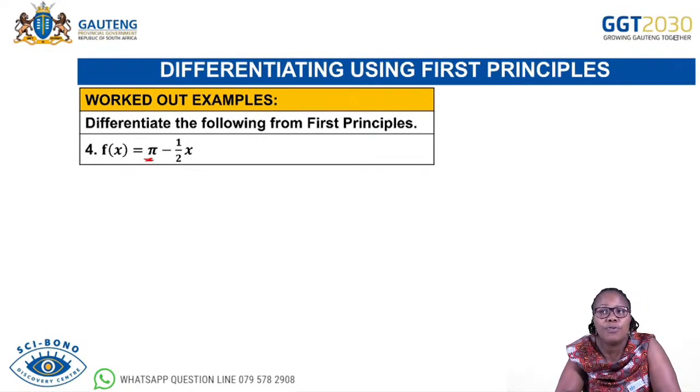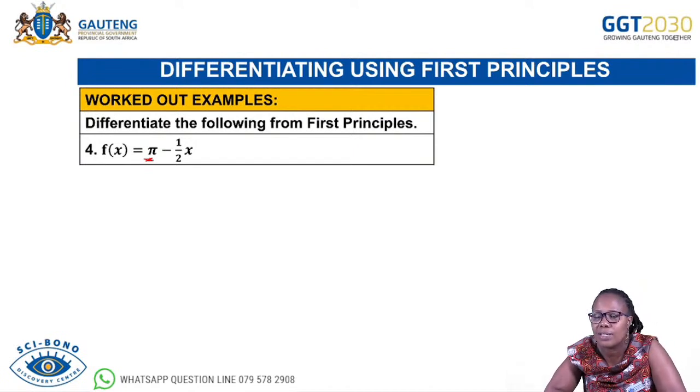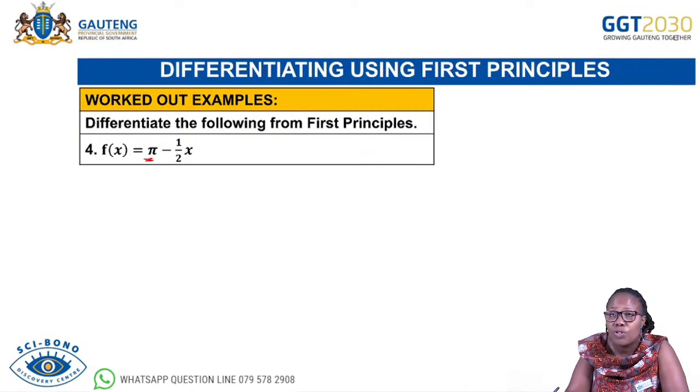Do not confuse it with radians, ne? We are not in trigonometry. I know sometimes when you see a pi, you only think of radians. But in this case, we are talking about an actual pi, which is 22 over 7, or 3,14, which is a constant number. Right. Let's continue now.